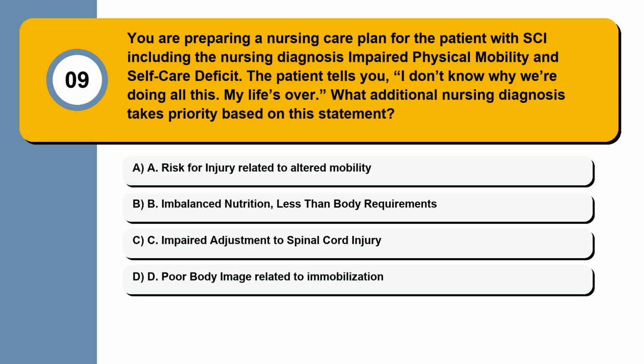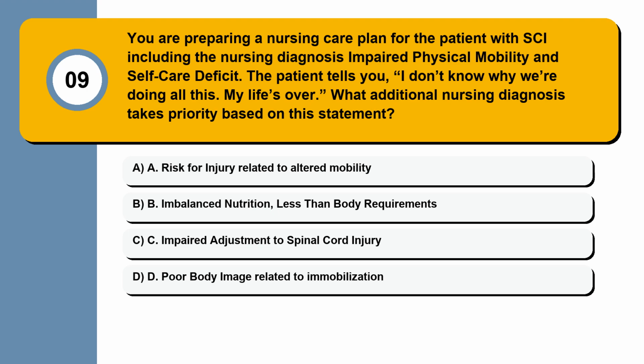Question 9. You are preparing a nursing care plan for the patient with PSI, including the nursing diagnosis impaired physical mobility and self-care deficit. The patient tells you, "I don't know why we're doing all this. My life's over." What additional nursing diagnosis takes priority based on this statement?